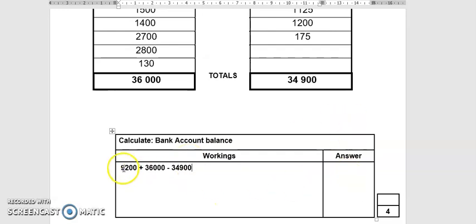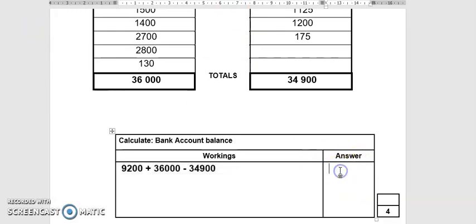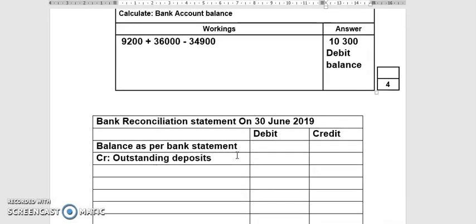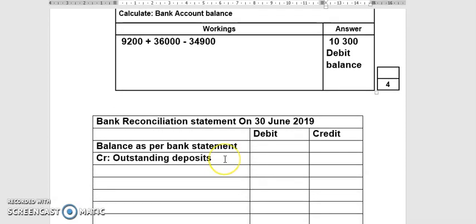And then we will get balances per bank account. And once I do that calculation, I will come up with an amount of 10,300. Now, favorable balance as per bank account means debit balance. Debit balance, just keep that in mind. It's a debit balance, right? So even if you did the T account, you would have ended up with a debit balance. So I've got now only to do my bank recon and enter.